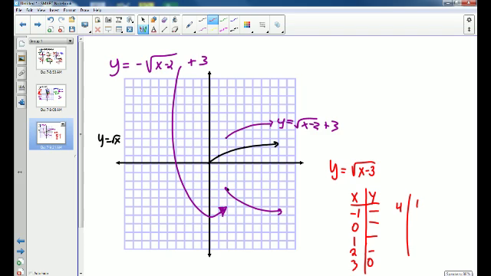No, I'm just showing you that you can use a table, but the point here is this is how we probably used to graph this equation. But look how much easier it is if you just know the parent and you shift it to the right. And you're done.